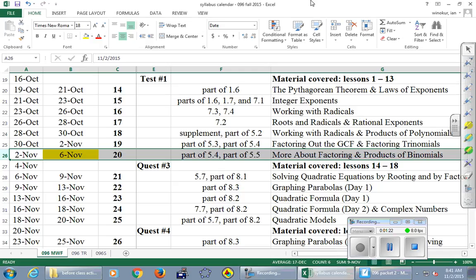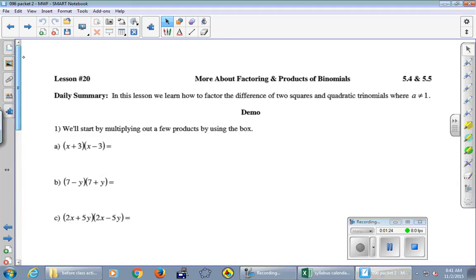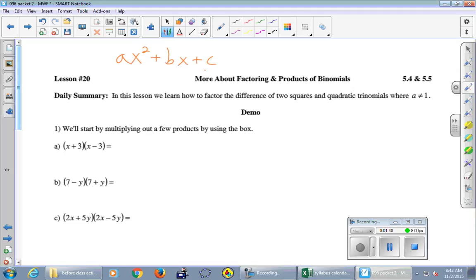Okay, so here we are at the top of page 150. In this lesson, we learned how to factor the difference of two squares and quadratic trinomials where a is not equal to 1. Now, it strikes me that I haven't mentioned that a business yet, I don't think. But last class, we spent time factoring things that look like ax squared plus bx plus c. A, B, and C are just numbers. So for example, x squared minus x minus 12. We have that whole 2 by 2 box method to factor this thing into the product of two things in parentheses. And you'll get lots of practice with that today again too.